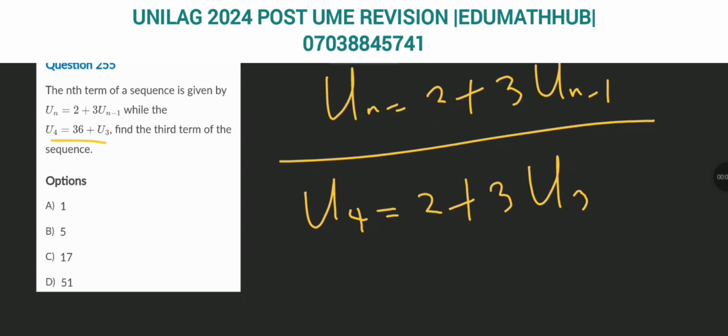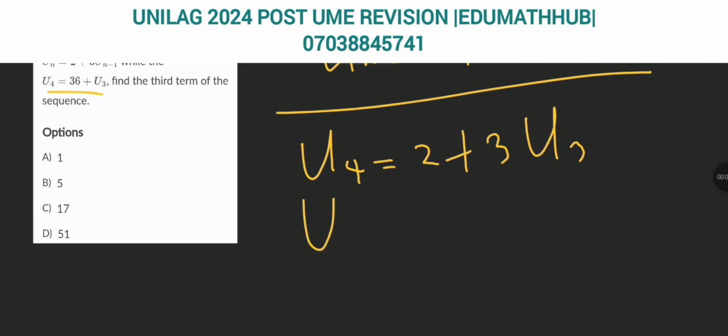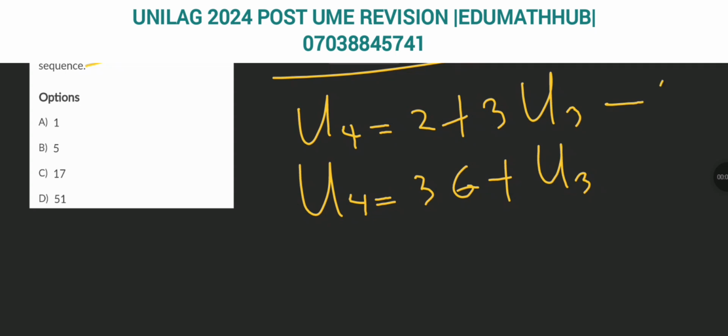But what is the original expression of u4? u4 is from the question. You can see that u4 is equals to 36 plus u3. So what you have right there is just two equations that you can solve simultaneously. At this point, you have two equations, equation 1 and equation 2.